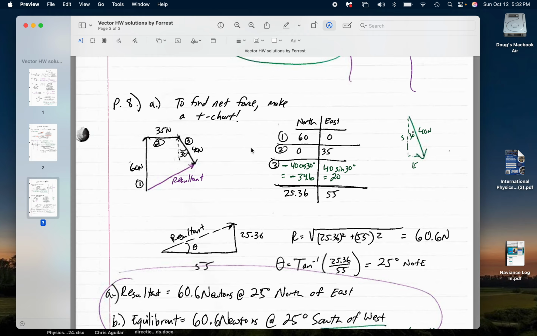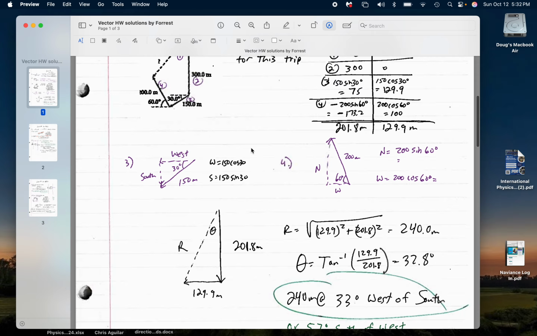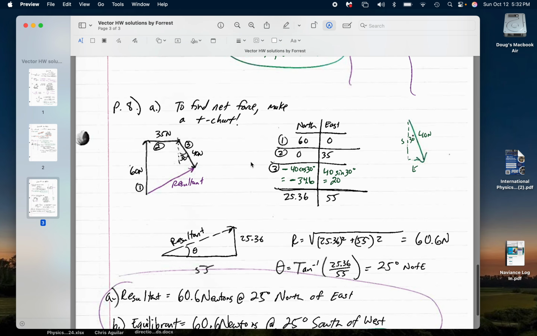Problem number 8 is another vector problem where it's basically three forces acting concurrently. So this is kind of similar to the one up here. I guess I probably didn't need to do both of those. So 60 newtons north, 35 newtons east, 40 newtons at 30 degrees east of south, and the resultant goes something like this. It looks northeast, so I picked north and east. 1 is 60 north, 0 east. 2 is 0 north, 35 east. This one I drew for number 3.